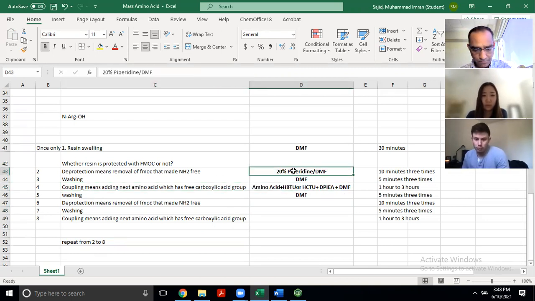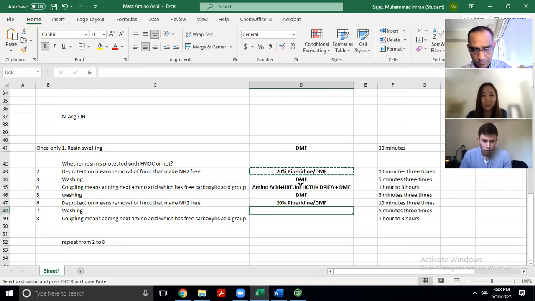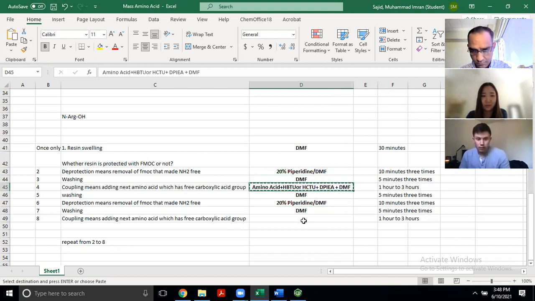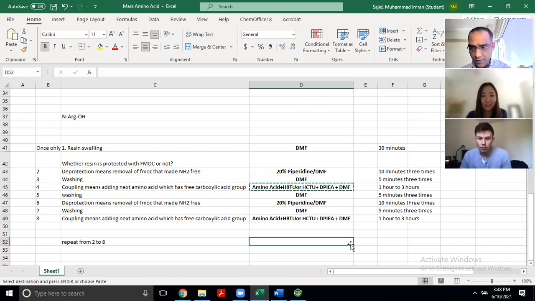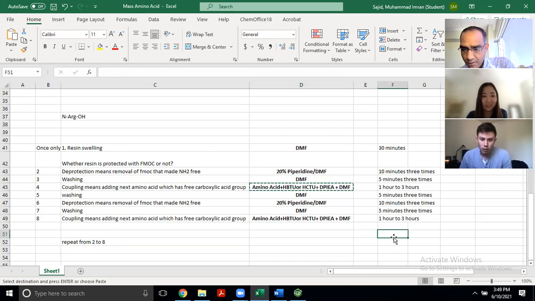Then elute out the DMF, and then put 20% piperidine in DMF and wait for 10 minutes. Yes, very good. And then you repeat that 2 more times. Then you elute out the piperidine, the 20% piperidine, okay.